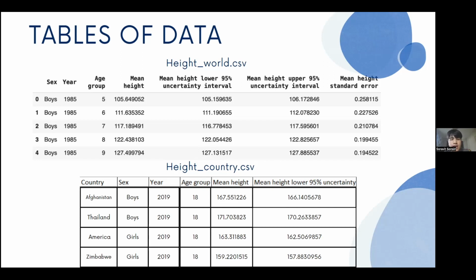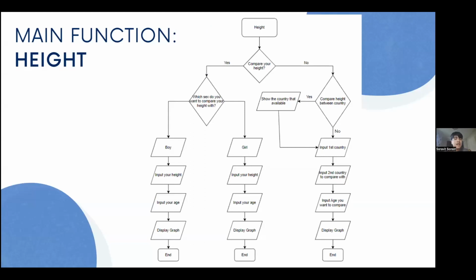The years will be 1985 until 2019, and the age group will be the same as the first one, 5 to 19, and a mean height. So okay, next, this is a subroutine for the height.